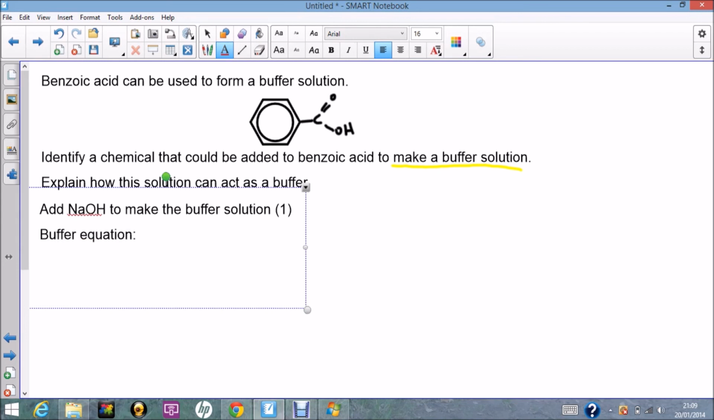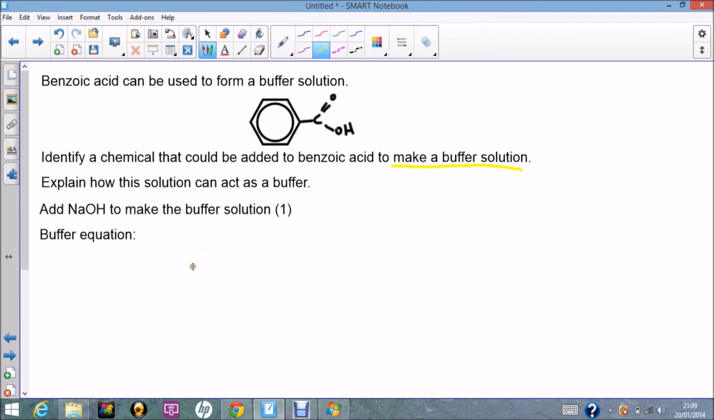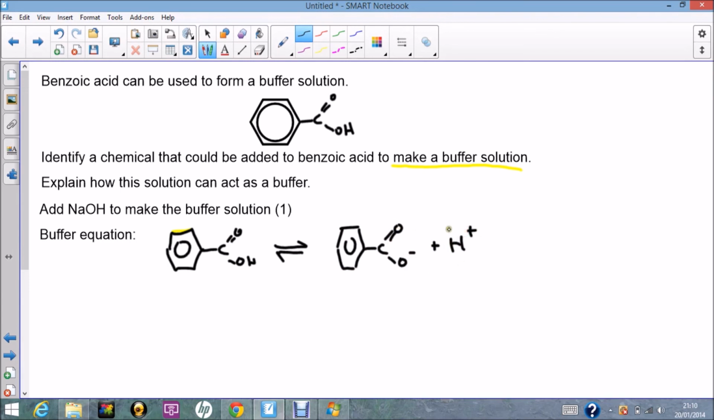Okay, you might think this is tricky. That's because you simply have to draw this out. So whereas in the past we got equations that we could write, in this question the only difference is that we're going to draw it. So here is the benzoic acid, and it's going to dissociate. Remember, from your carboxylic acid, that's the acidic proton, so we're going to be left with this negative ion and H plus over here. So that's the buffer equation, we'll get 1 mark for that.